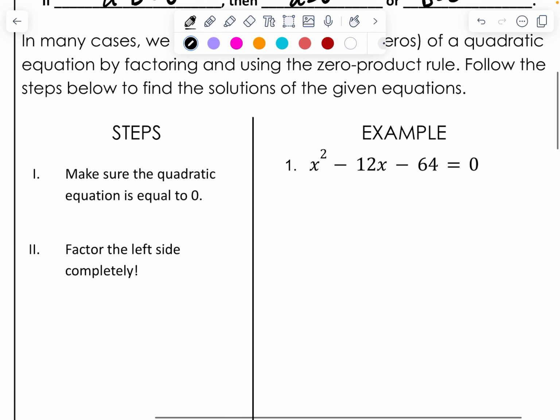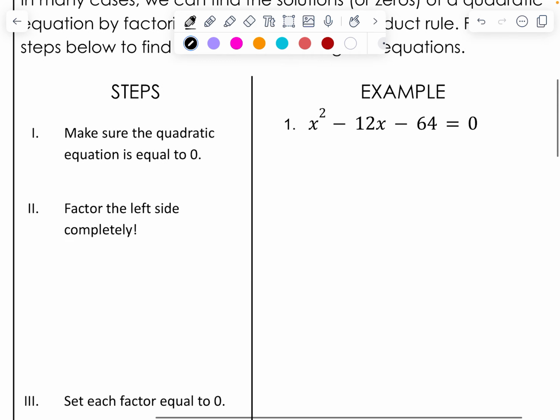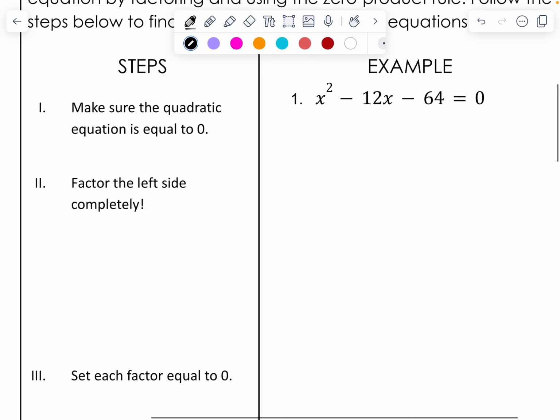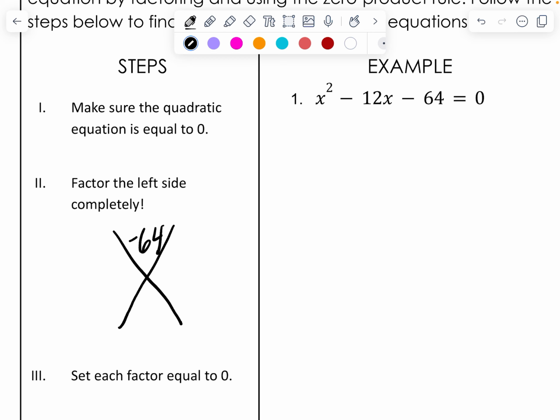So let's follow these steps. Make sure that the quadratic equation is equal to 0 before you start factoring. Now we're going to factor the left side completely. So I have a trinomial. I'm going to set up my x puzzle. A is 1, B is negative 12, and C is negative 64.